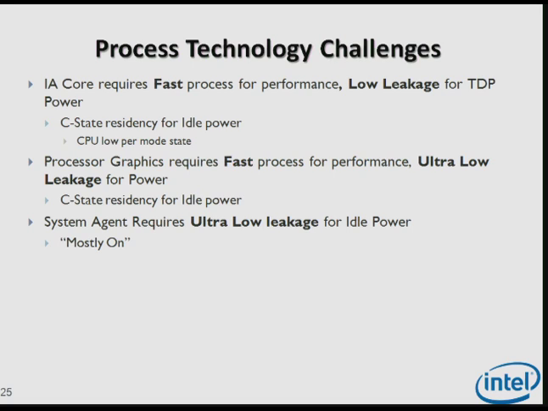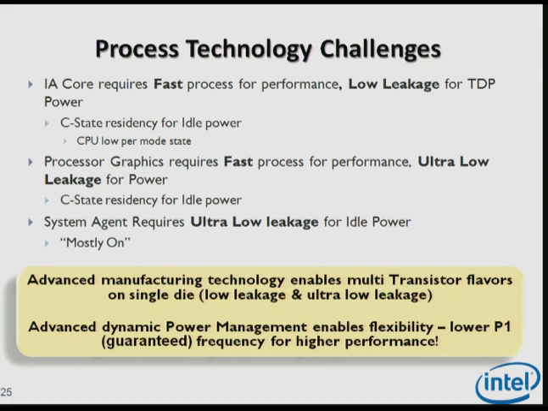So you can see these different characteristics require different transistors, and what we eventually did was put together an advanced manufacturing technology to enable different transistors on the same die through the same HVM processes and testing. We also saw that by lowering the P1 guaranteed frequency, we can get overall better performance, and this you will hear about in the next session.